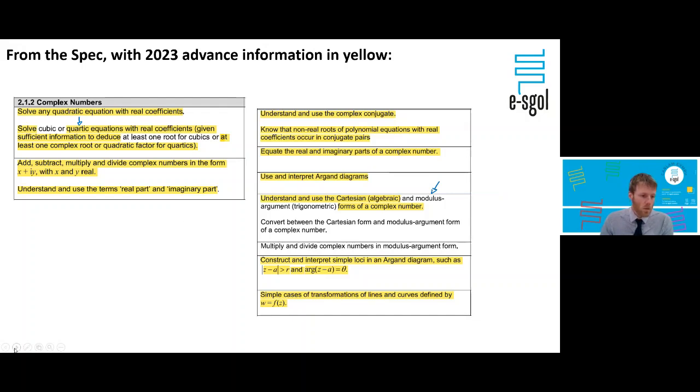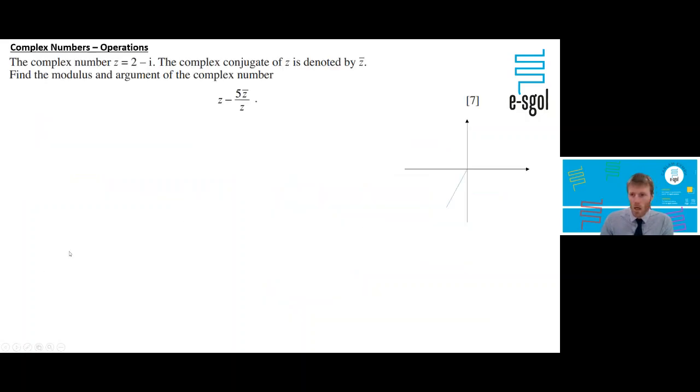I'm going to try and cover two parts of complex numbers. If we just scroll forwards, the first part is just looking at basic operations involving complex numbers, and then I'm going to look at some transformations involving complex numbers.